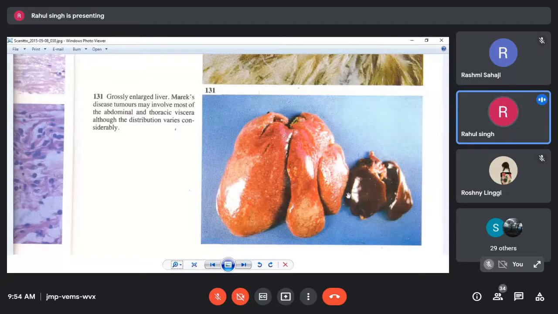lymphomas. There is uniform gross enlargement of the organ, and it will cover up the whole intestine. It will not allow other organs to proliferate or function in the bird.